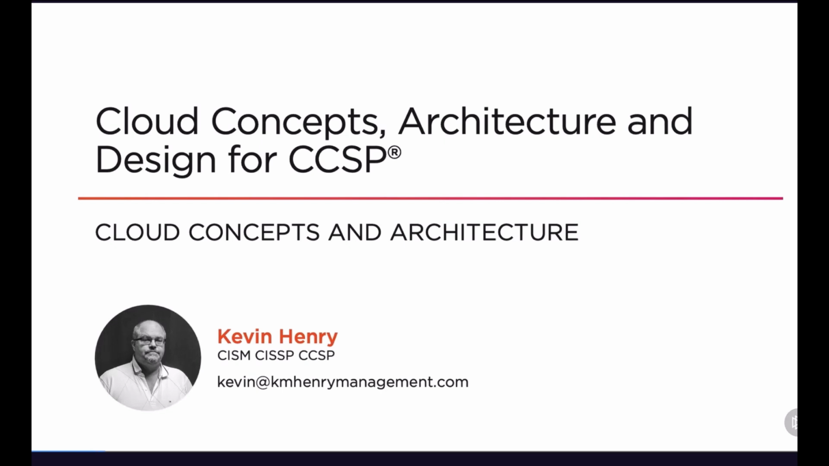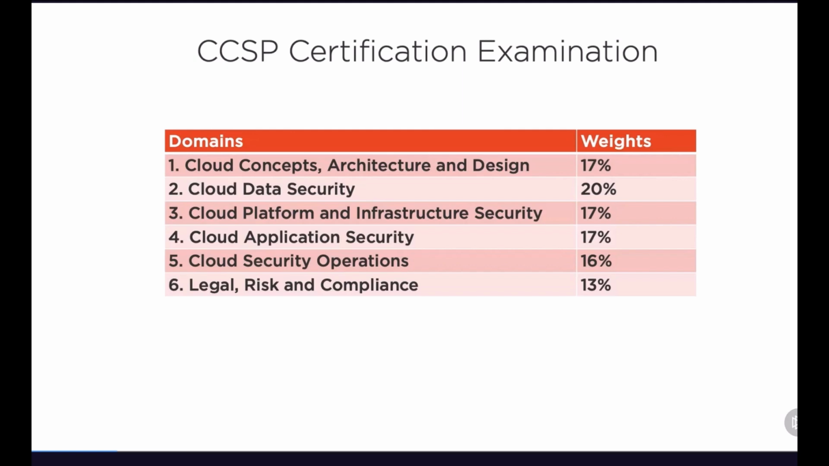This entire course is divided into 6 different areas according to the exam outline published by ISC². This first domain, Cloud Concepts, Architecture, and Design, is worth 17% on the examination. Cloud Data Security, 20%. Then we'll look at Domain 3, Cloud Platform and Infrastructure Security, 17%, and the same for Cloud Application Security. The area of Cloud Security Operations is worth 16%, and the final, Legal, Risk and Compliance, worth 13%.